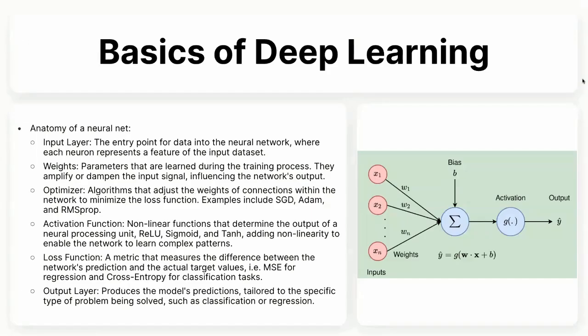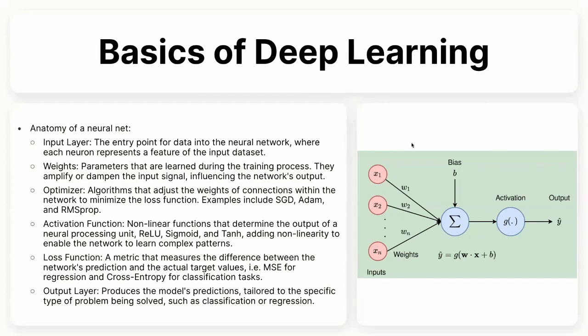So just to jump back into the basics of deep learning, previously we talked about the anatomy of a neural net where you have an input layer. That is the data that you're bringing in, normalizing, and then passing through the neural net. We have the model weights, which are the parameters that are learned during the training process. They can amplify or dampen the input signal, influencing the network's output.